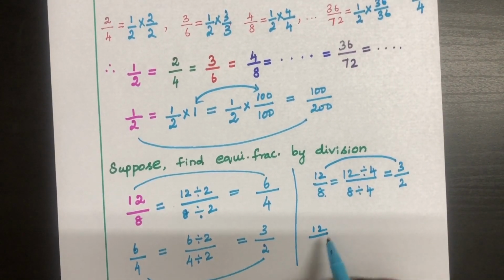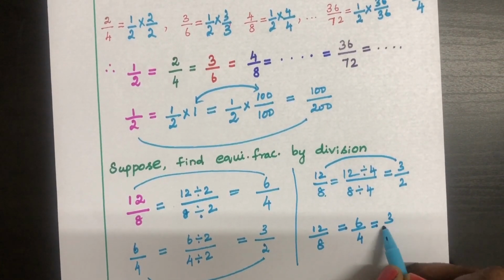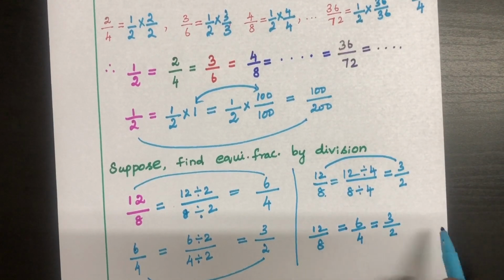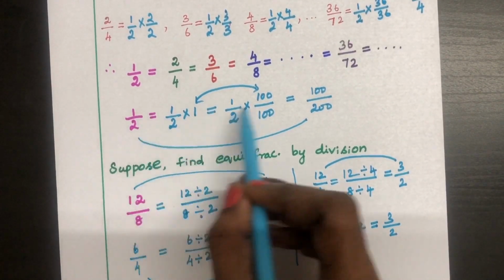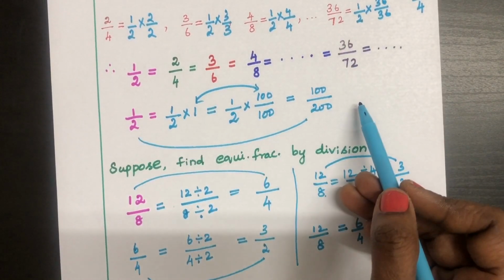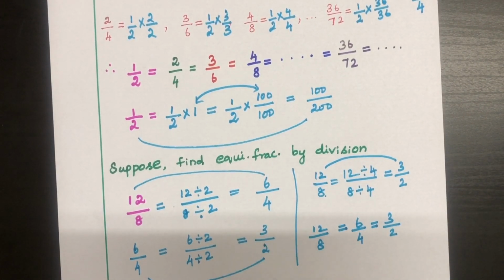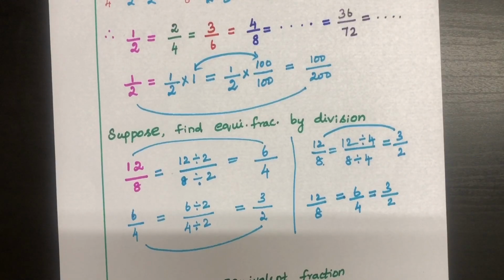That is 12 divided by 8 is equal to 6 by 4 is equal to 3 by 2. They are all equal to one another. All are equivalent fractions. See, in multiplication, you can find an infinite number of equivalent fractions. But in the division method, you can find only a limited number of equivalent fractions, because in all the cases it will come to a point where there is no common factor between numerator and denominator. There we need to stop. This number is called the simplest form of the fraction.